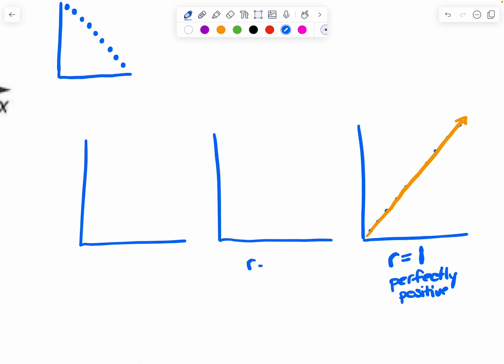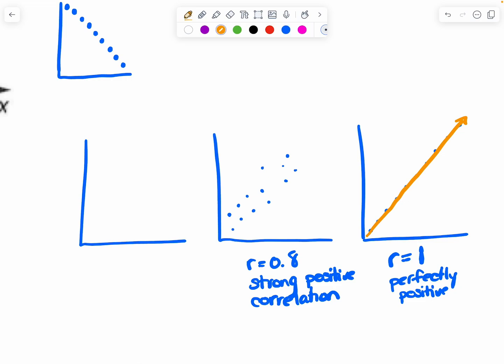Something that has an R value of 0.8, we say that's a strong correlation, and it's positive, so a strong positive correlation. These points might be just a little bit spaced out, but the trend is they're still increasing.